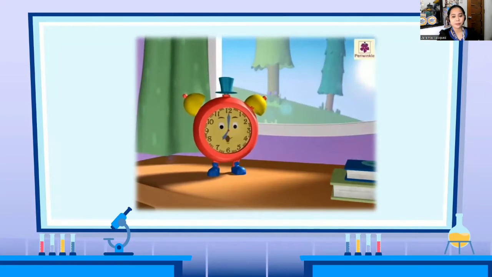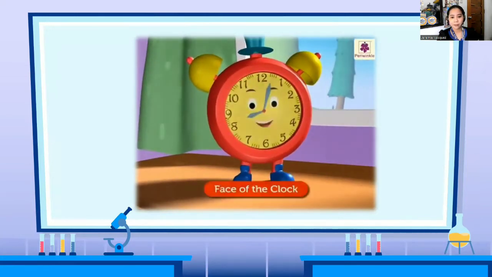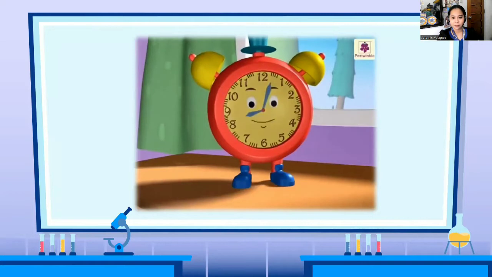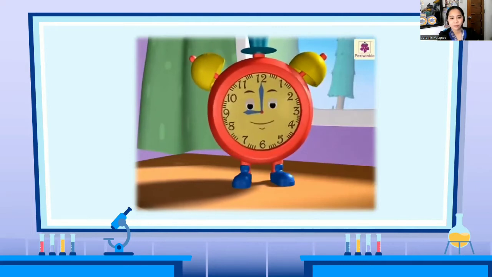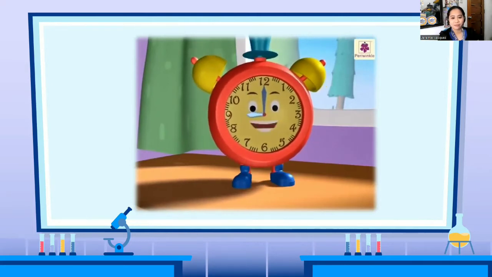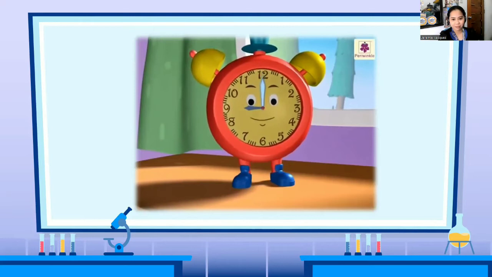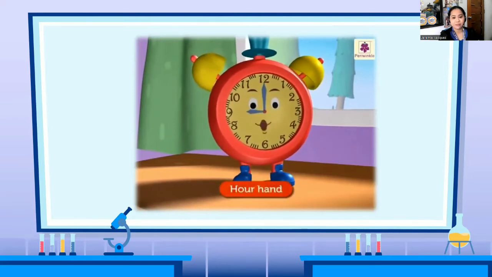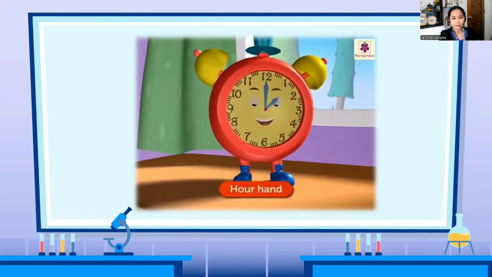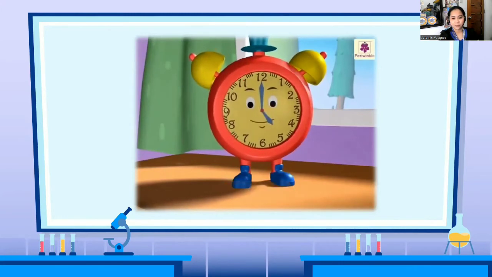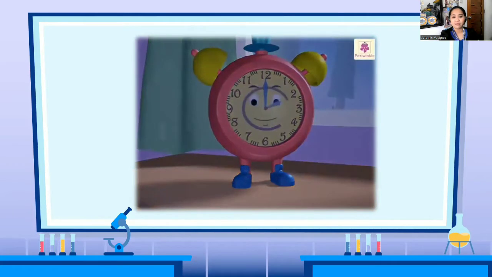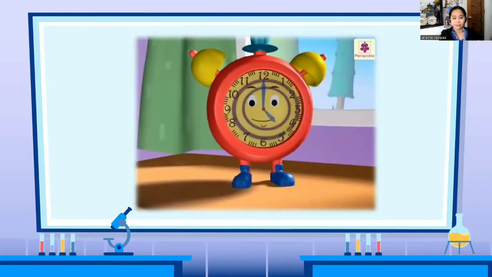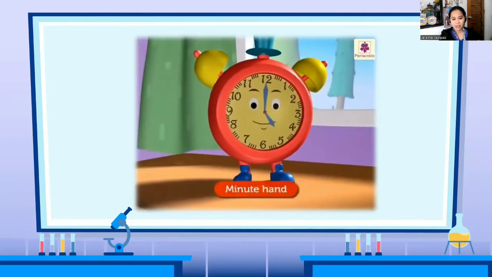I help you to know time. My flat surface is called my face. The numbers 1 to 12 appear on my face. I have two hands, just like you. But my one hand is short and the other long. My short hand is also called an hour hand. It shows the hour. A day has 24 hours. So the hour hand completes 2 rounds in 24 hours. My long hand is also called a minute hand.